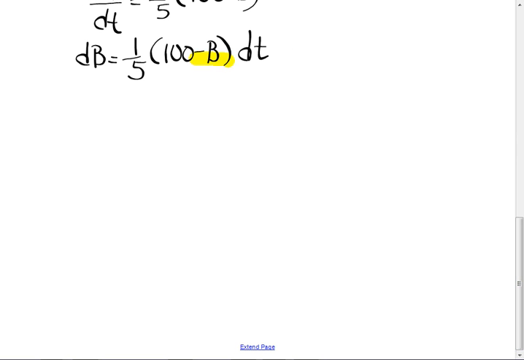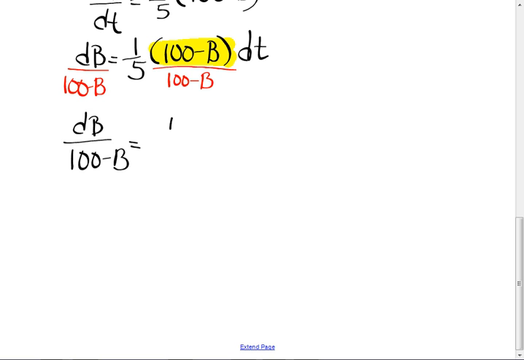I don't want this 100 minus B there because that's not a T. So we'll divide by 100 minus B. Because remember, even if you have a hard time with this, let's say you integrate this wrong, that's okay. You're still eligible for the C value. You got 1 point for separating. And how many times are you going to see this? You're going to see it a lot. So get used to it and learn it.